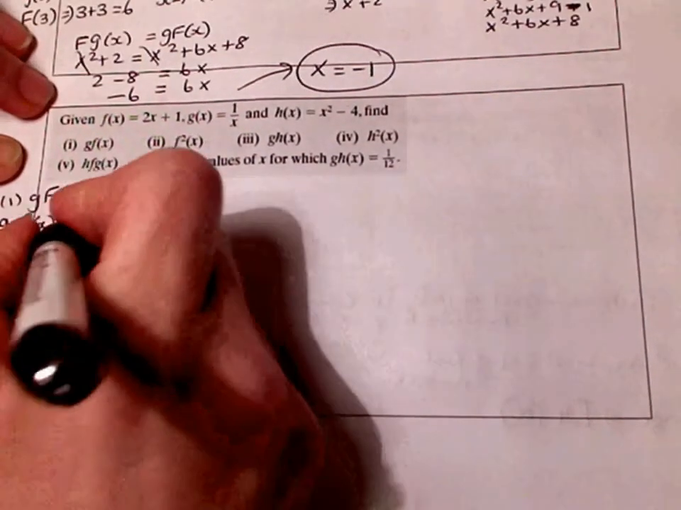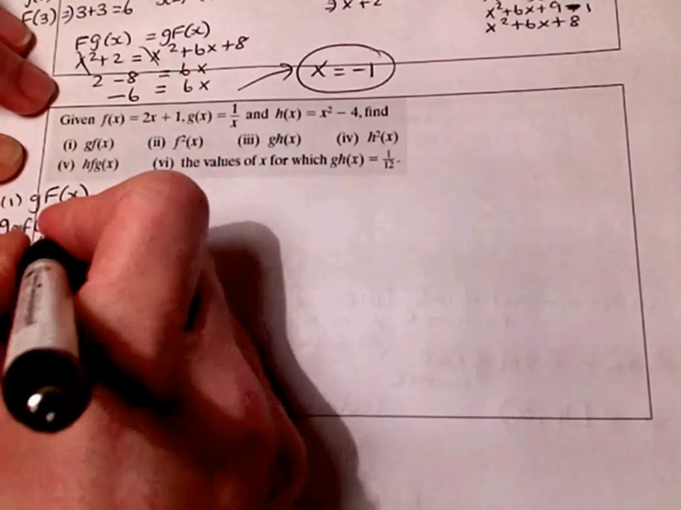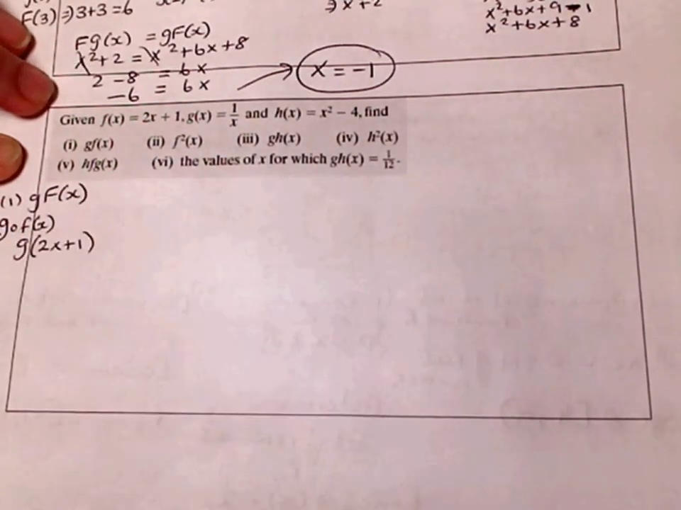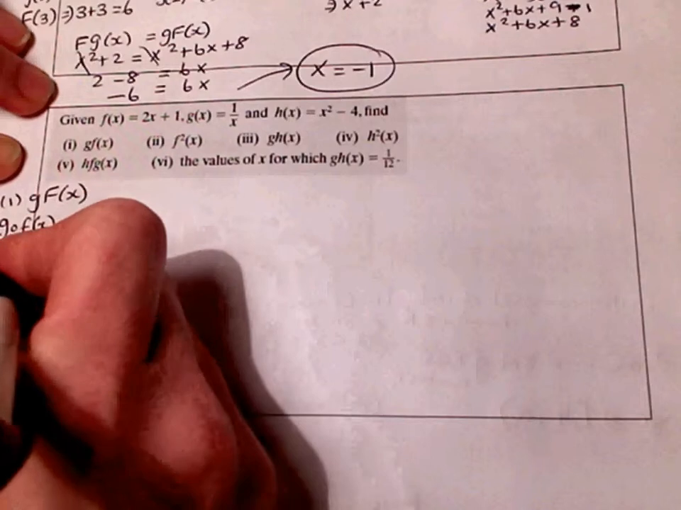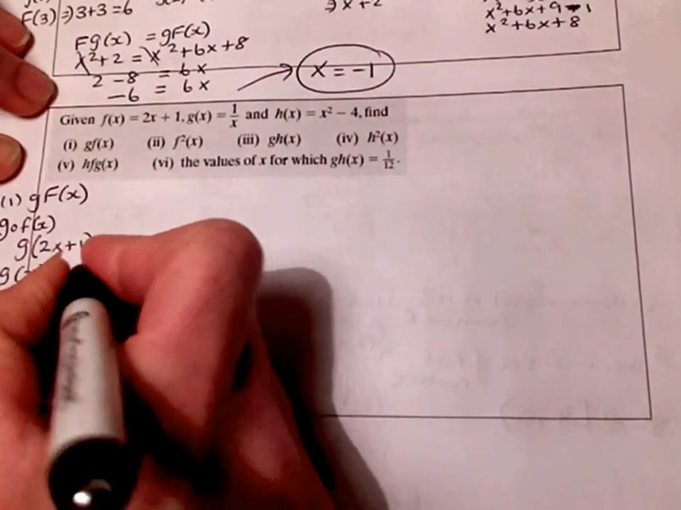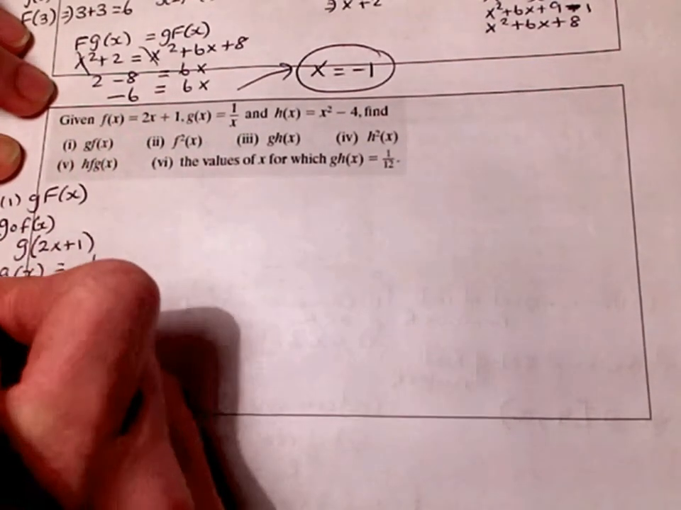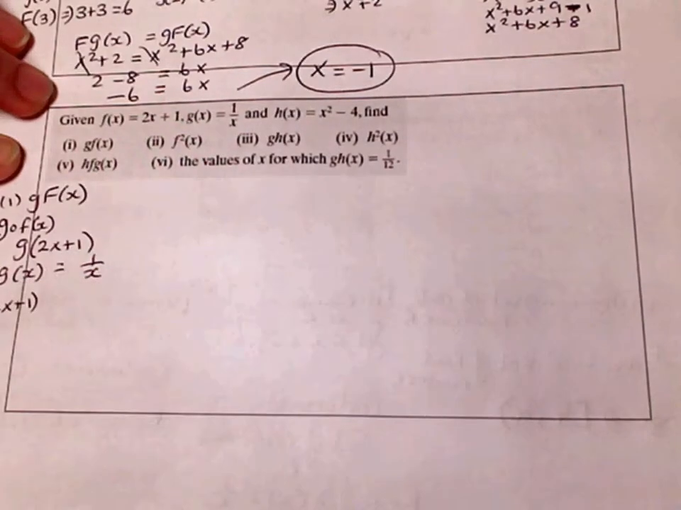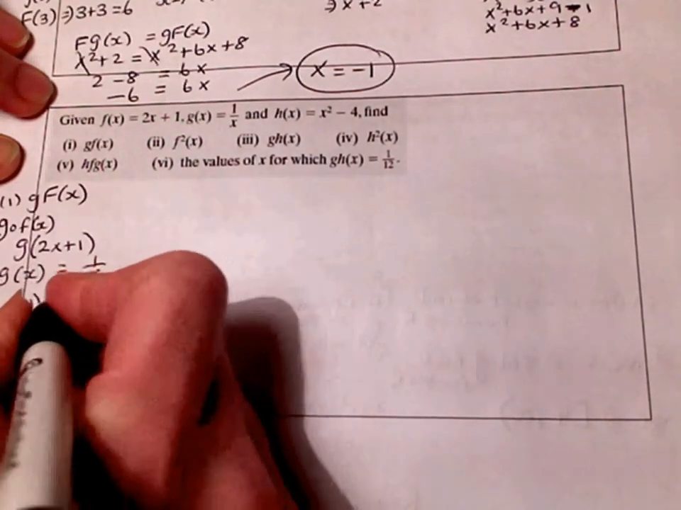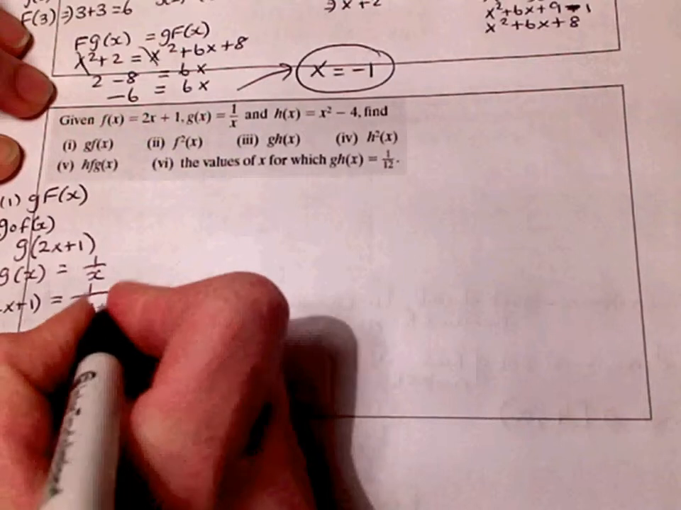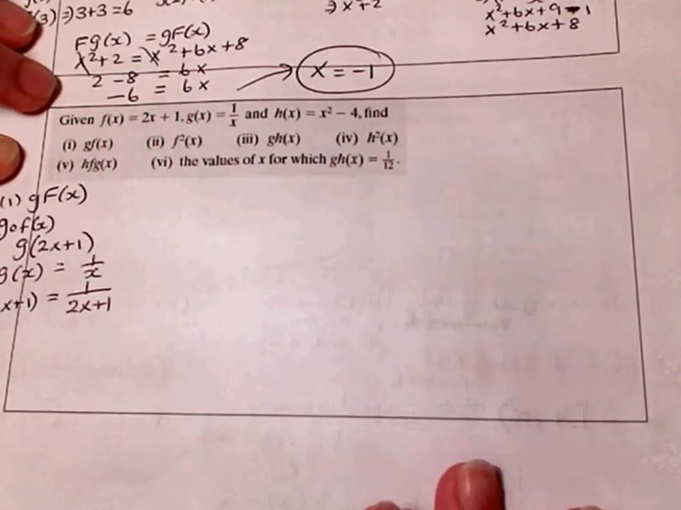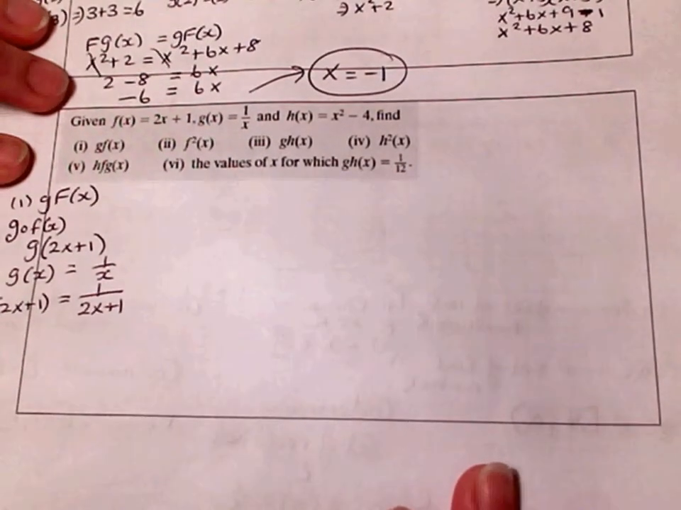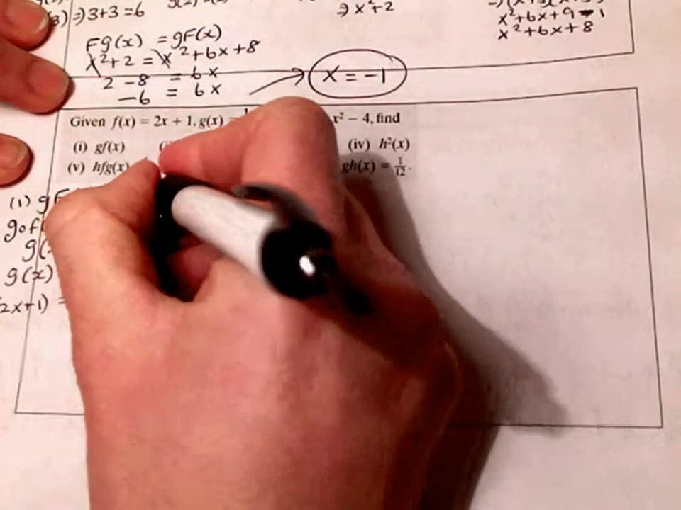We know that f of x is 2x plus 1. So it's basically g of 2x plus 1. Our g of x function is 1 over x, so everywhere we see x, we replace it by 2x plus 1. So it's 1 over 2x plus 1. That's our g of 2x plus 1. Now part 2, the terminology is a little different.